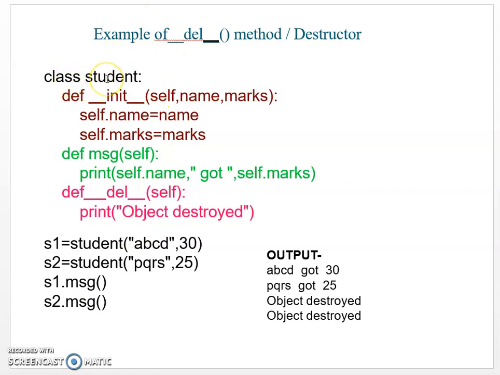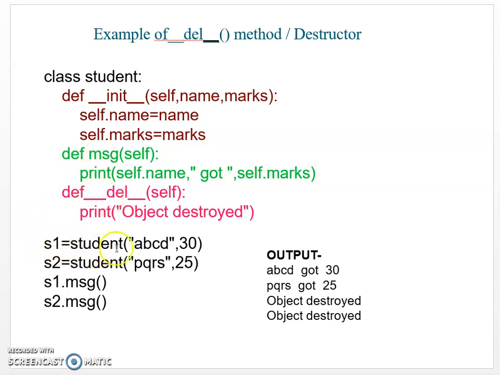Class Student I have created. Next, the def init method to initialize the object. The message method I have used to print something on the console, and the del method to display the destroyed message on the console. So in the same class there are three methods: the initialization method or the constructor, then the normal method, and the destructor.